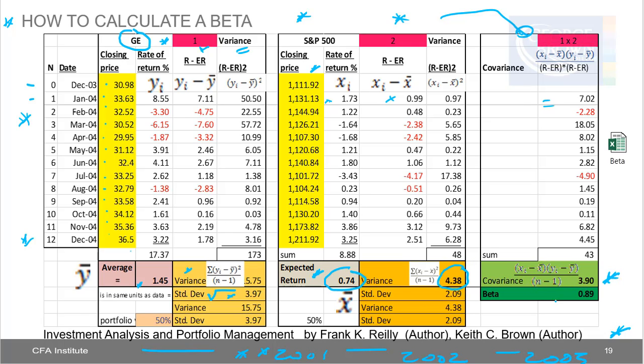Covariance divided by variance gives us a beta of 0.89. And remember, that is a slope on a curve. Y is dependent on x. Y equals a plus bx, and the beta is the slope of the line. The security return is dependent on the return of the market.